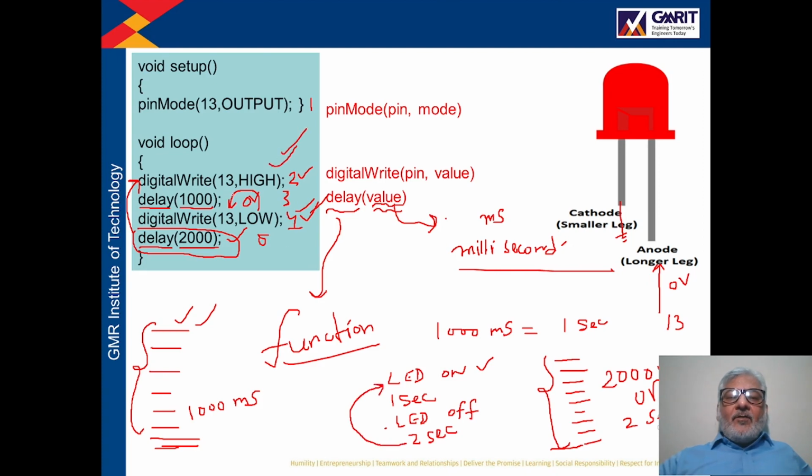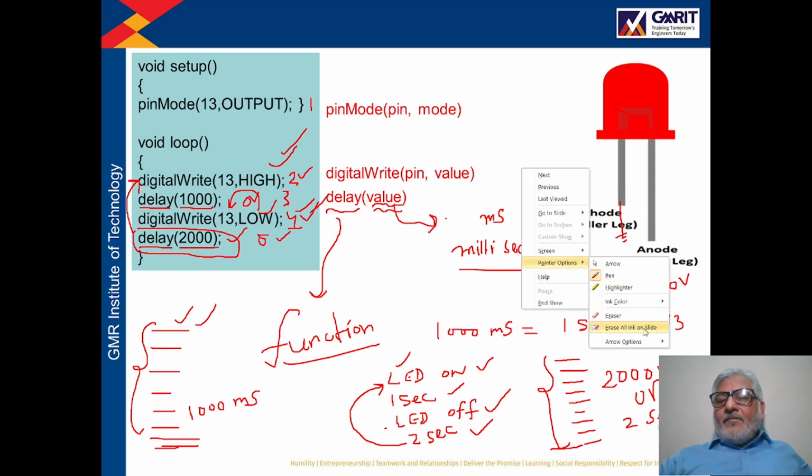Then statement number 3 will execute. It will generate a delay of 1 second. Then statement number 4 will execute, and it will make the LED off. Then statement number 5 will generate a delay of 2 seconds. Again it will go to statement number 2. So in this way the statements written inside a loop will run continuously as long as your Arduino board is getting power, right? So in this way we can write this program.